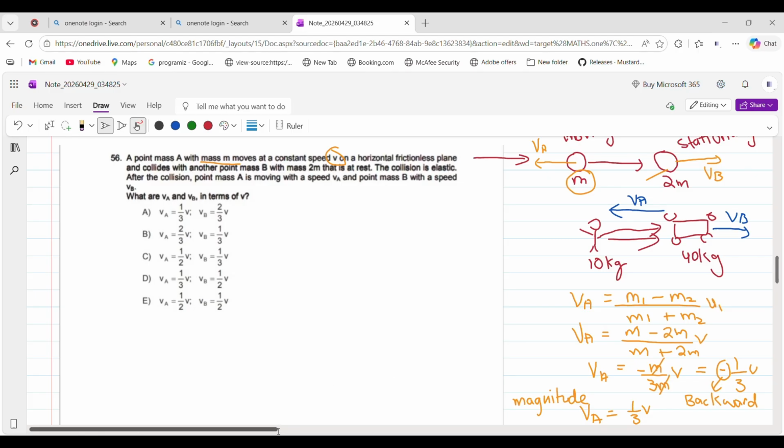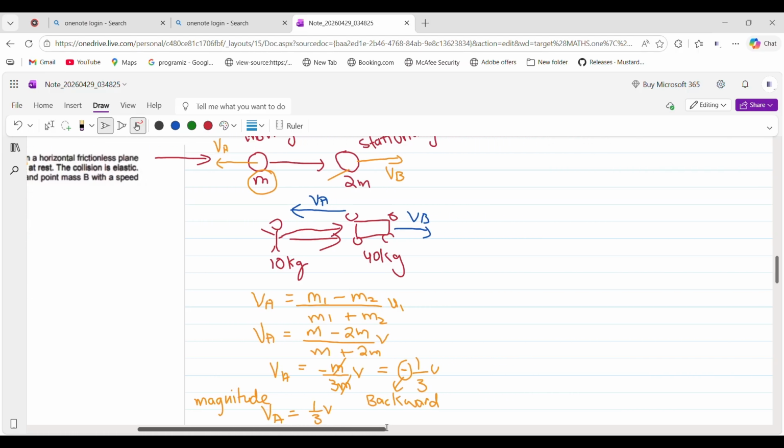Now we have to find the velocity of the second object. Now you have the formula for finding the velocity of the second object, which is VB equals 2m1 upon m1 plus m2, and of course again the initial velocity of the system. These two formulas you must learn, okay? You must memorize these two formulas, okay?